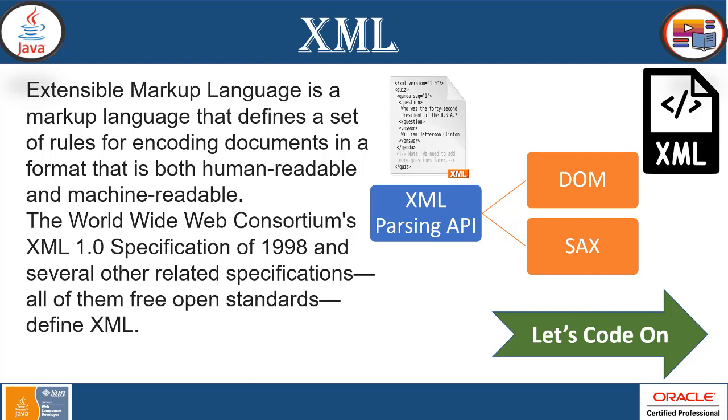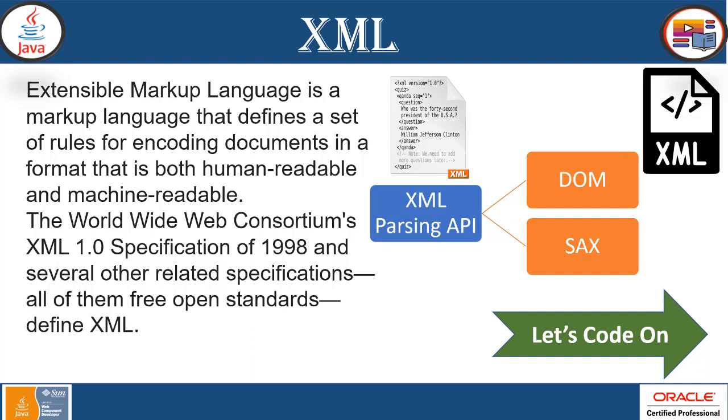Extensible Markup Language is a markup language that defines a set of rules for encoding documents in a format that is both human readable and machine readable. We have seen in the last session, XML Parsing 1, where we tried to read the data from the XML and display it in the console. Today our objective is to create an XML file and write into it the data in tag form.